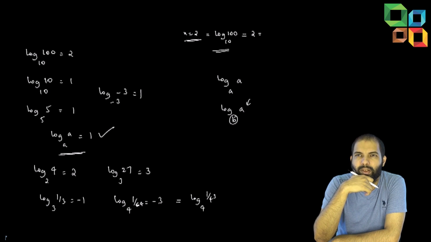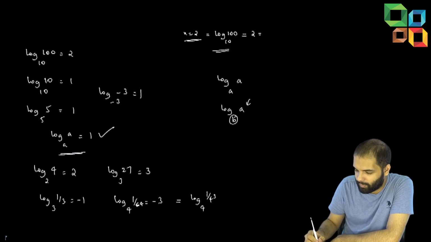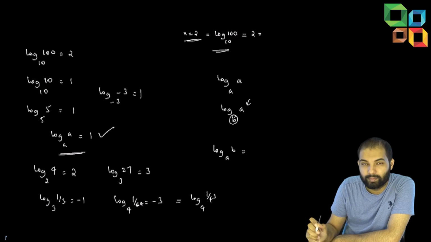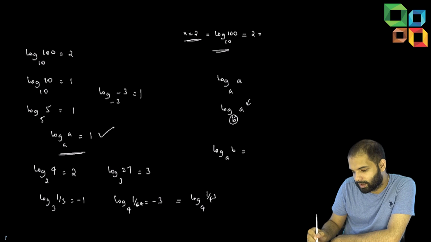Any guesses? Or do we need to see some more examples? Basically, if there's an exponential function, a power x equals b, we represent it as log b to the base a. So x is equal to log b base a, and that is the same as a power x equals b.